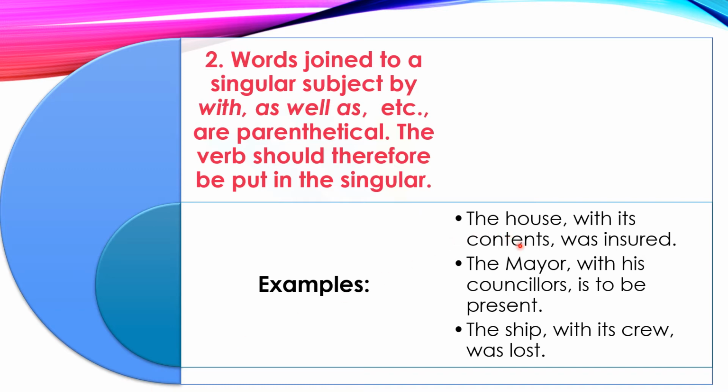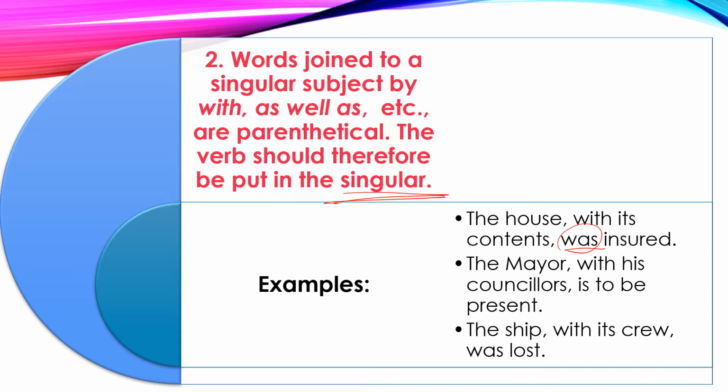See, the house with its contents was insured. Okay, so here the house is the singular subject. So words are joined to the house using with. See, the house with its contents. So here contents are joined to the house using with. Alright, so therefore we will go for the singular verb form, that is was. See, the house with its contents was insured. So here we used the singular verb form, that is was.